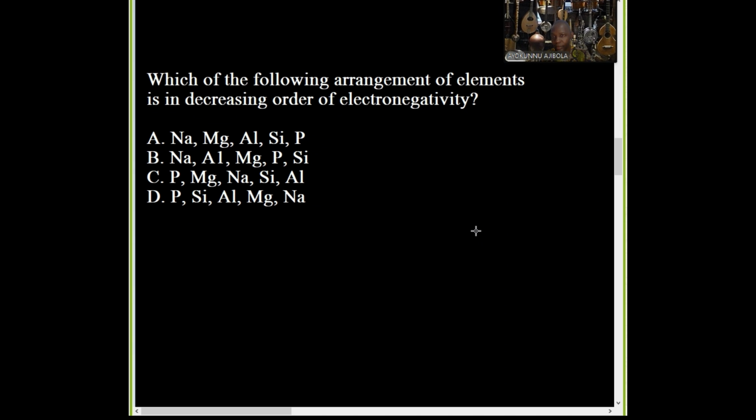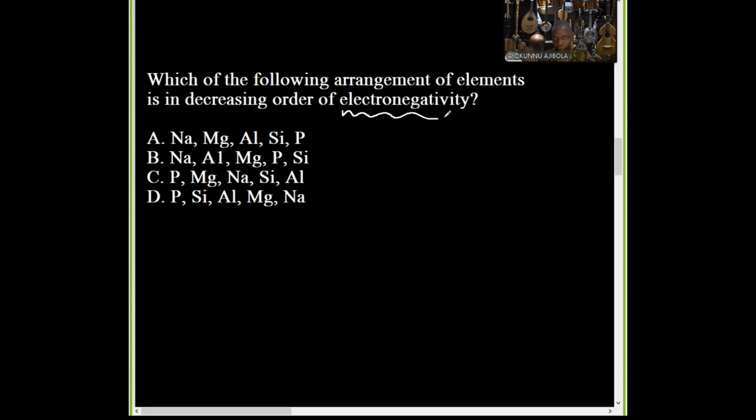So the answer is C, right? Explain. Why did you choose C? Just explain it now. I said read the question. Did you read it for me to hear? So which of the following arrangements of elements is in decreasing order of electronegativity?